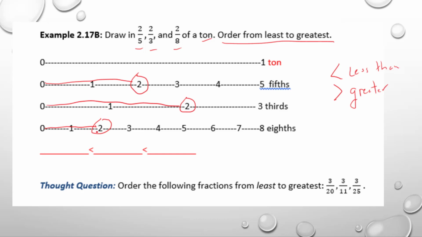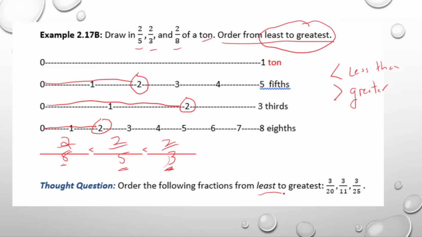So the smallest number is 2/8. The next smallest number would be 2/5. And finally, the largest of the numbers is 2/3, which should make some sense to you, right? Cutting into thirds, you're going to get bigger pieces than cutting into fifths or cutting into eighths. And make sure you read the question, least to greatest.